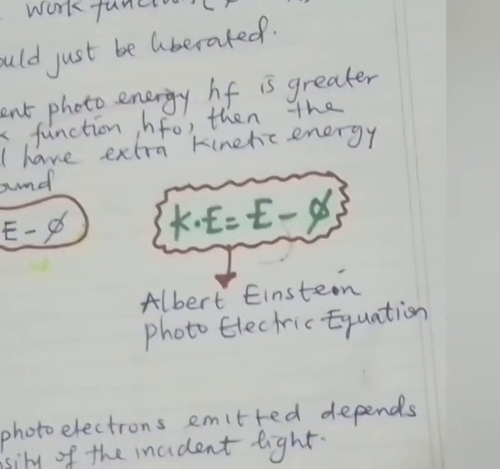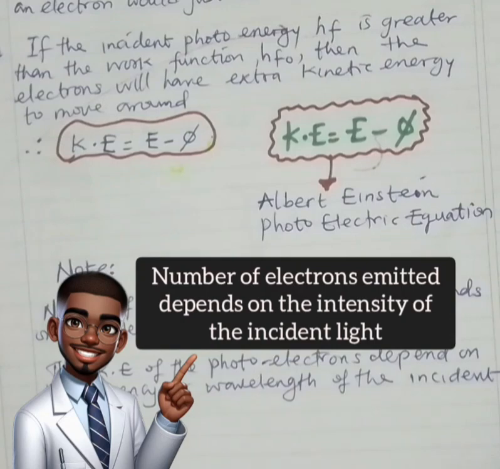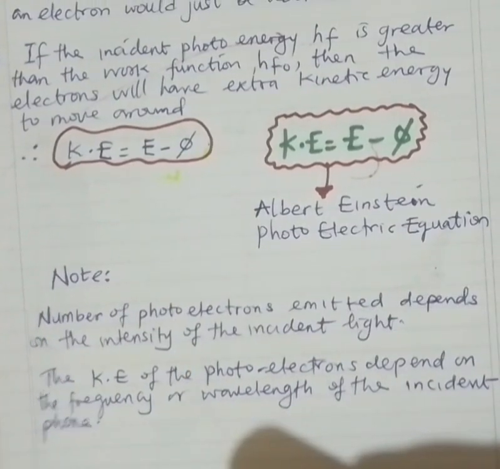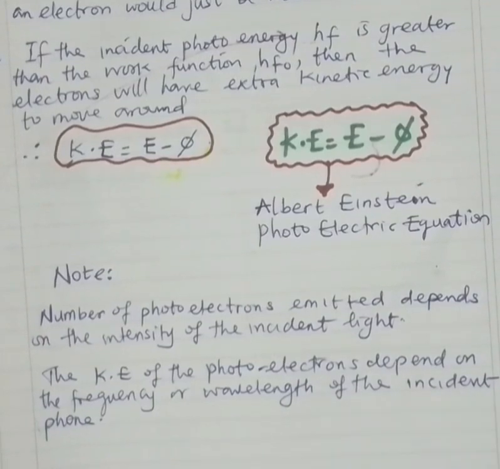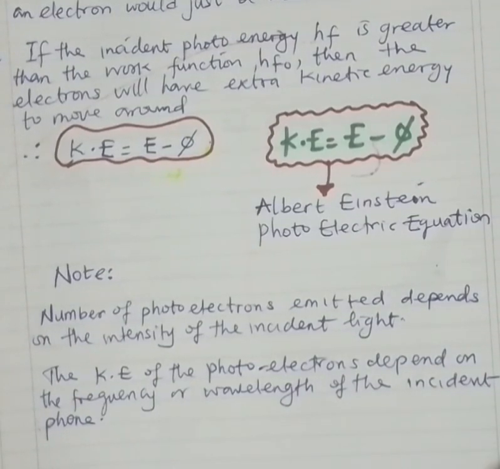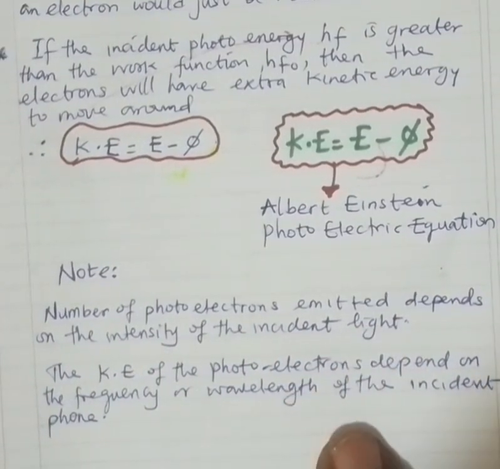And note that the number of electrons emitted depends on the intensity of the incident light. Now, how many electrons will be emitted from the metal when light falls on it? You cannot know exactly how many, but the number emitted depends on the energy of the light, the strength or the intensity of that light on a particular unit area. That's about the number of electrons emitted. It depends on the intensity of the incident light.